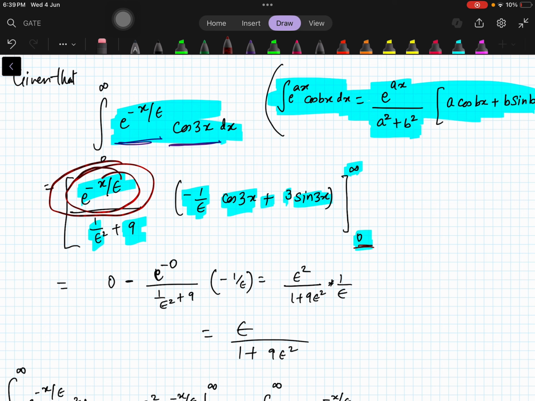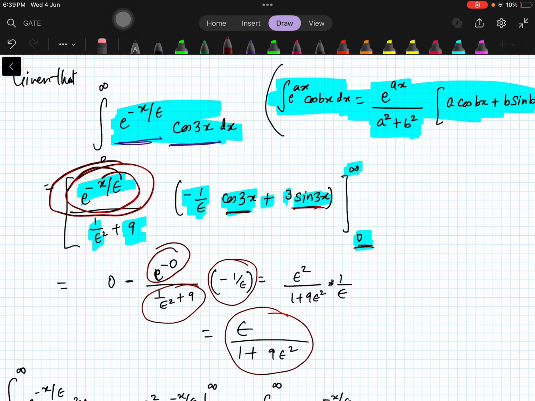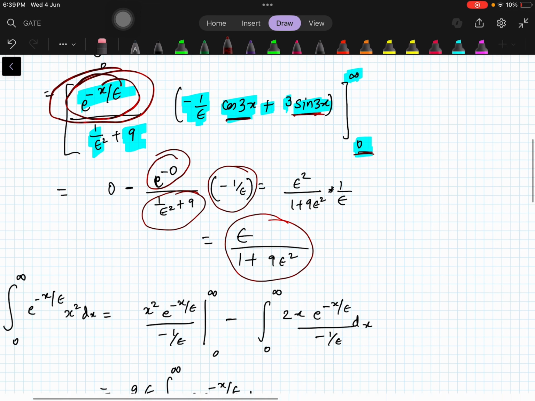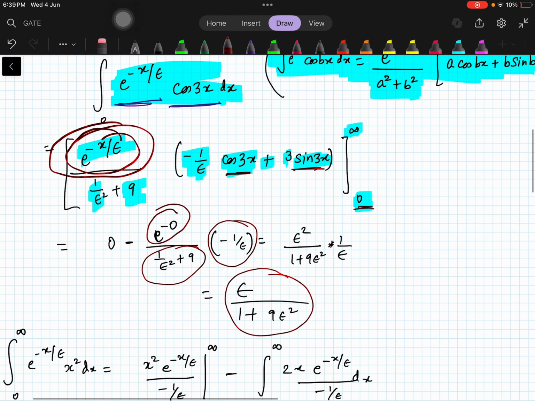And when you put 0, this term becomes e raised to power minus 0 upon 1 by epsilon square plus 9, into a cos 0 plus b sin 0, where sin 0 is 0 and cos 0 is 1. So you have minus 1 by epsilon, which gives epsilon upon 1 plus 9 epsilon square. This is the first part of the integrand.